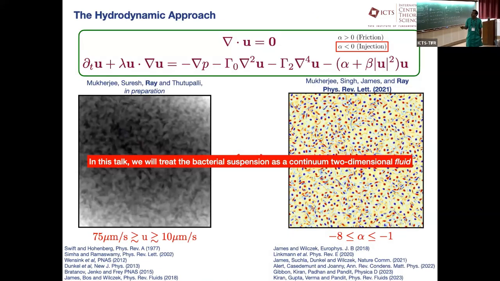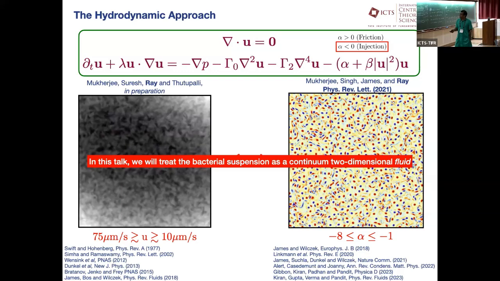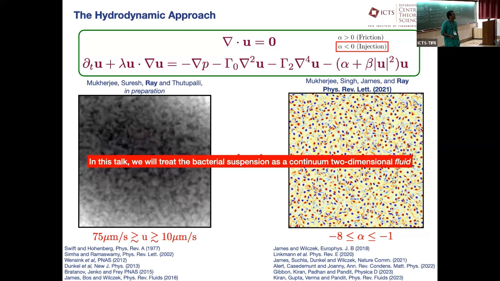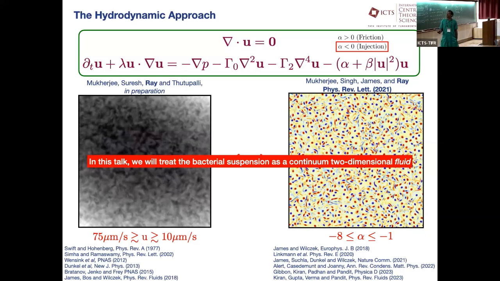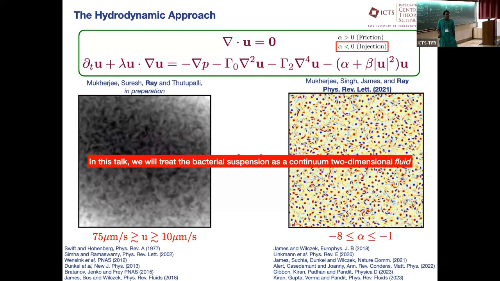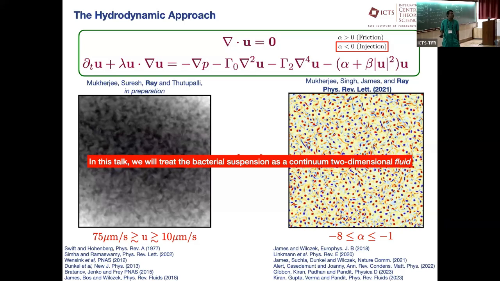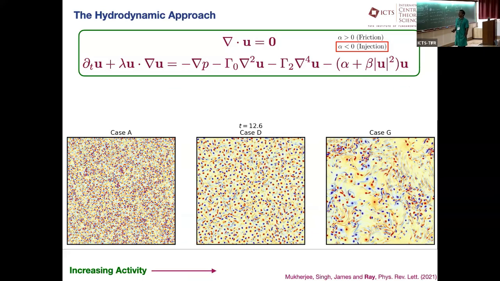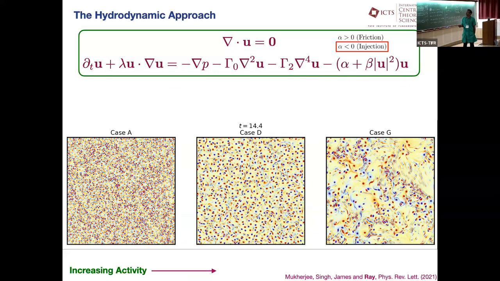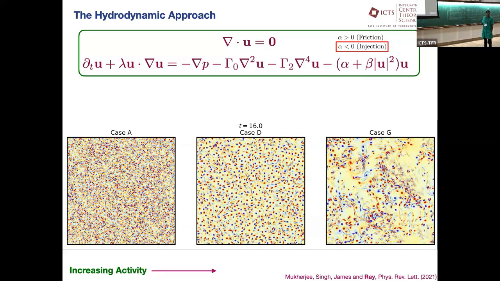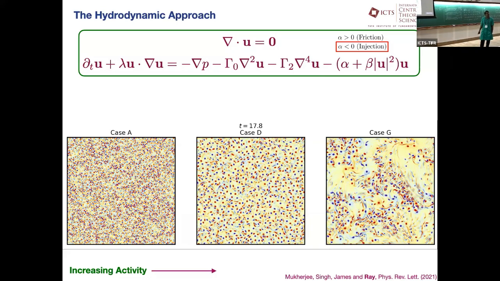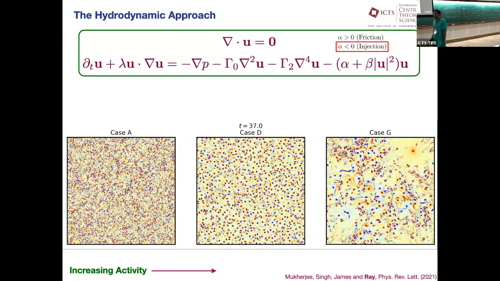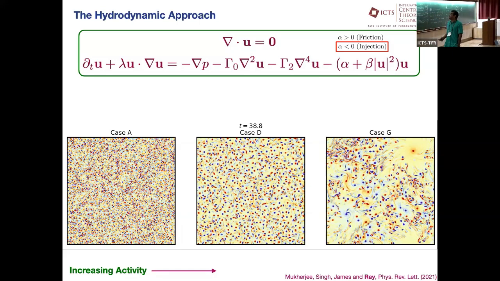Essentially what people wrote down many years ago, and these are all the nice references where you'll find this, is that these bacterial suspensions can be treated as a continuum fluid, which obeys certain hydrodynamic equations. And all that we are going to look at in this talk is what happens as you keep changing alpha. Alpha comes with a negative sign, so it's some sort of an injection in the system.